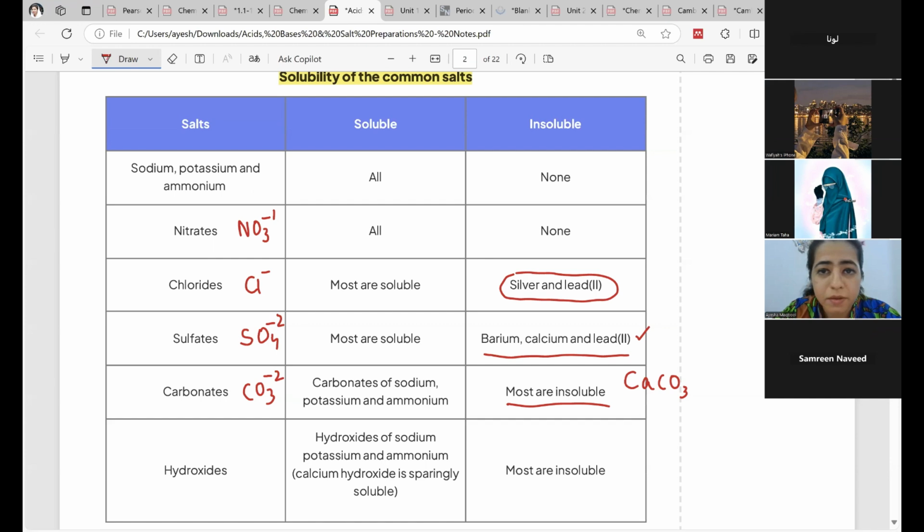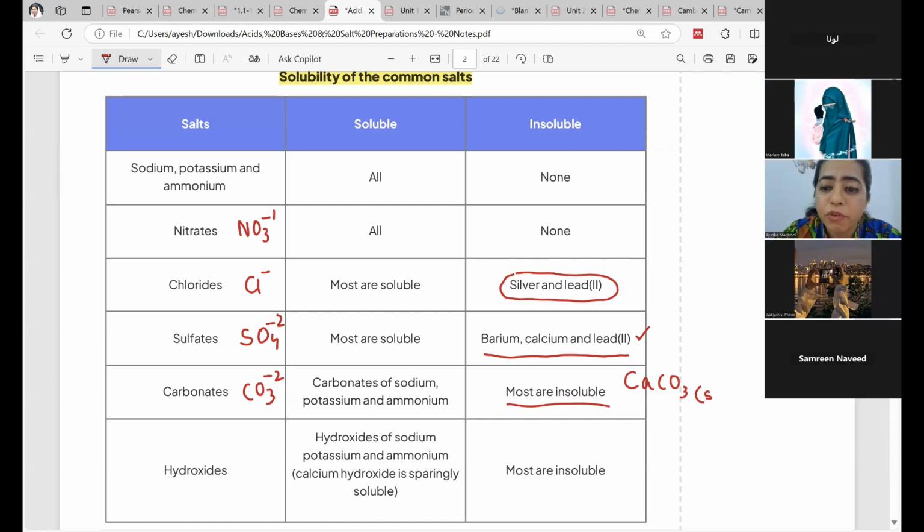A cloudy white precipitate. The solution was turning milky or cloudy, right? So it was basically making calcium carbonate in the form of a solid in water. So that was one of the insoluble carbonate examples, calcium carbonate, in the carbon dioxide gas test.